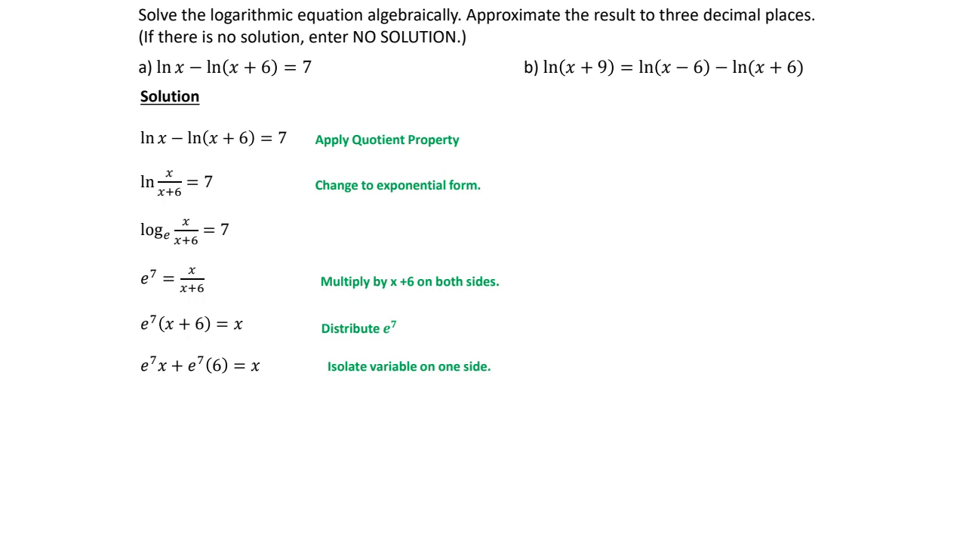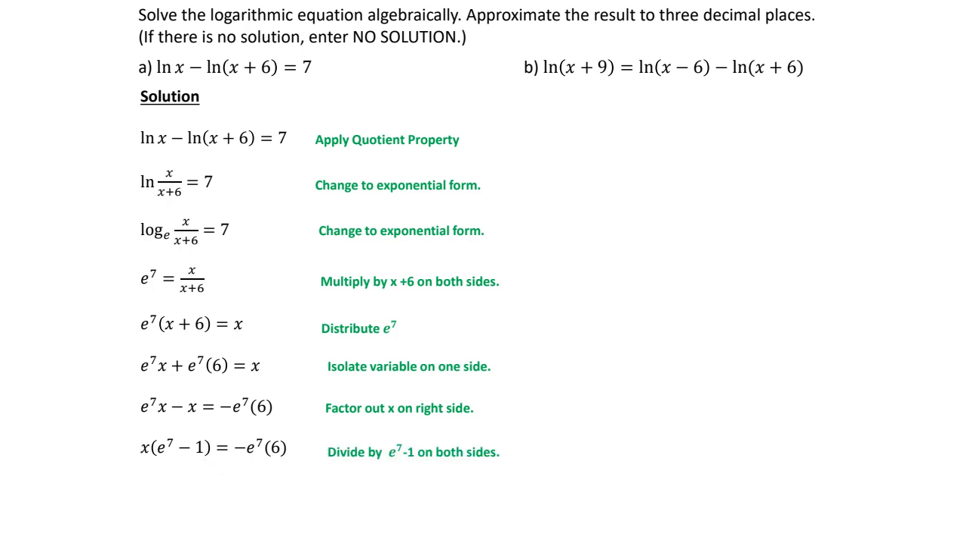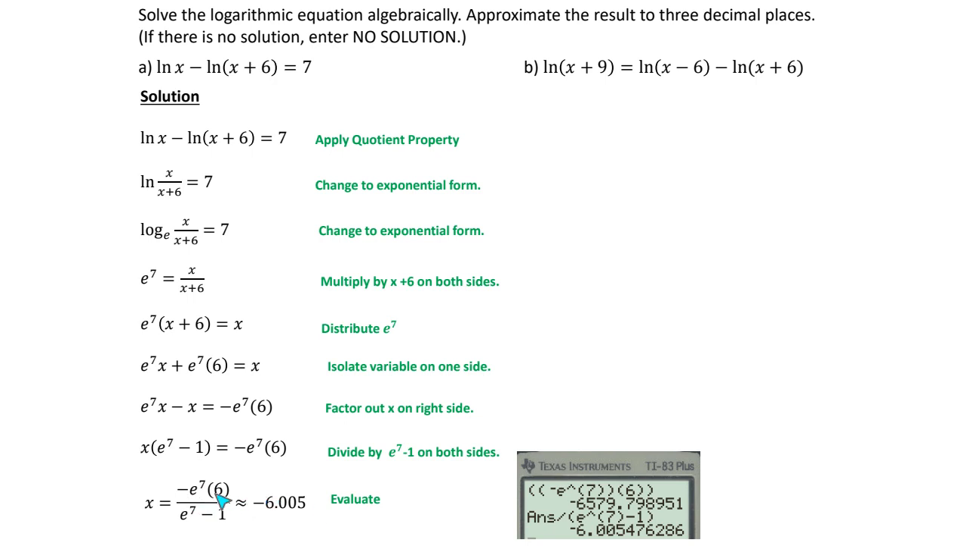Next we can try to put all the x's together. I'm going to subtract x on this side, and I'm going to subtract e to the 7th times 6 to the right side. Now the terms on the left side have an x in common, so we can factor out an x. If I factor out an x, I'm left with e to the 7th minus 1. I'm trying to solve for x, so I can divide by e to the 7th minus 1. And I end up with x equals negative e to the 7th times 6 divided by e to the 7th minus 1. If I use a calculator, that's going to be negative 6.005.